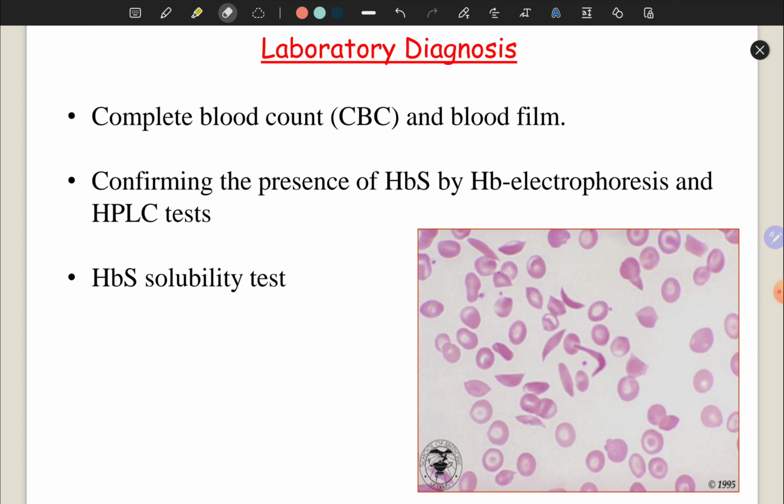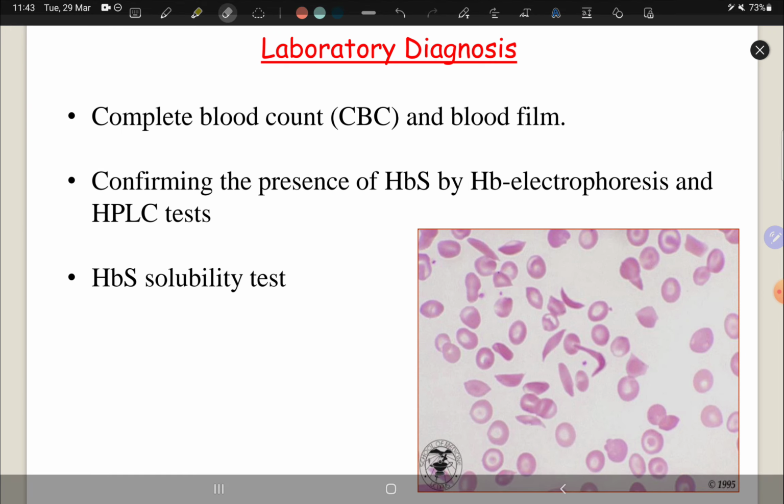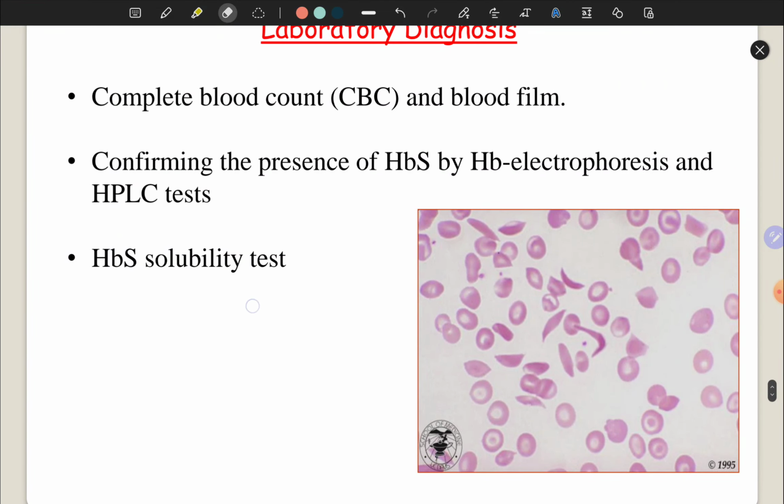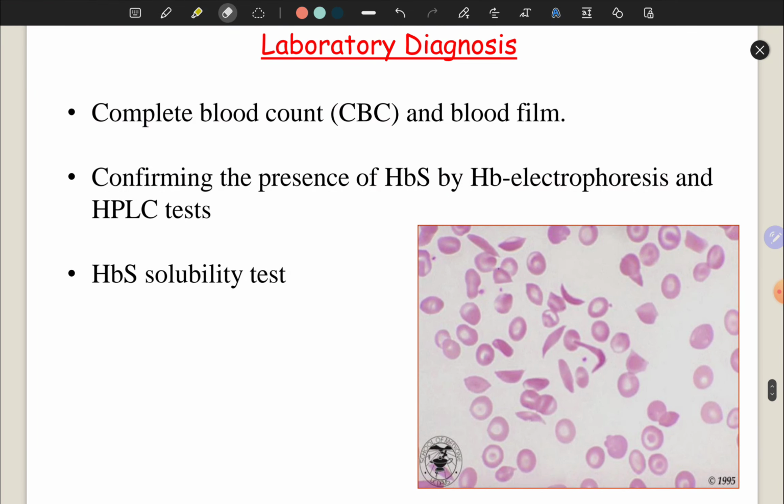Because this is a stigma. This is sickle cell disease, and if the family has a case of sickle cell and the father and mother are quite normal, you would be in big trouble. So you have to confirm it. You have to ask for estimation of hemoglobin S, either by electrophoresis or HPLC. The difference is just the mechanism of the test. You can write the estimation of hemoglobin S, confirming the presence of hemoglobin S. Also, you can do a solubility test for hemoglobin S. Hemoglobin S is less soluble in comparison to normal hemoglobin.